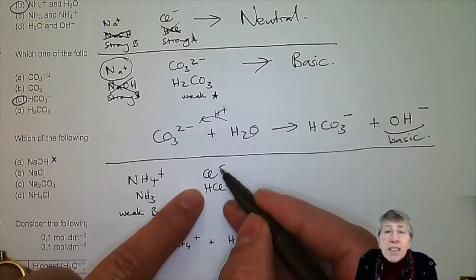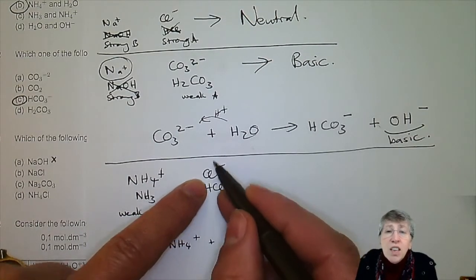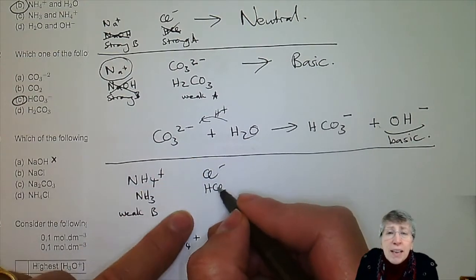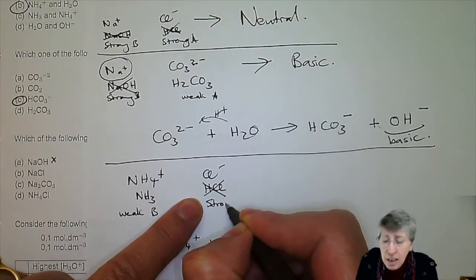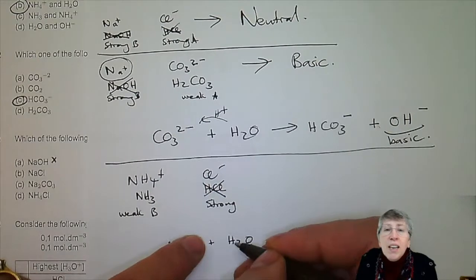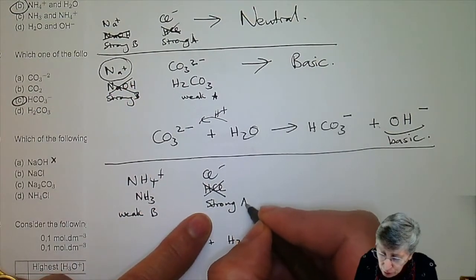Right, how about Cl minus? Cl minus comes from the strong acid HCl, so this is a weak conjugate base and it will not react. If it comes from a strong one, it will not be reacting, because the strong ones want to be ionized or dissociated, if you were looking for a base.